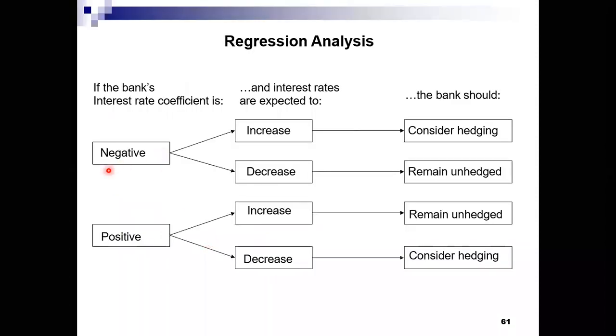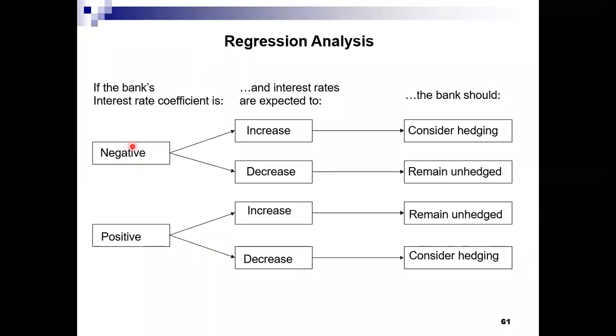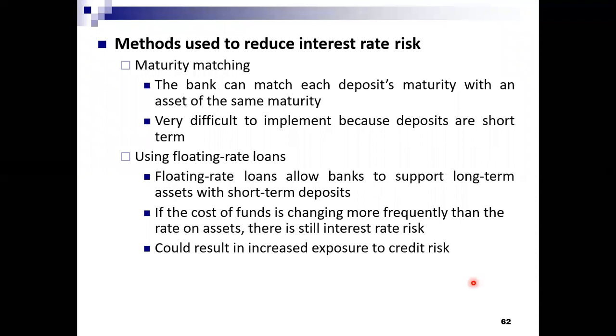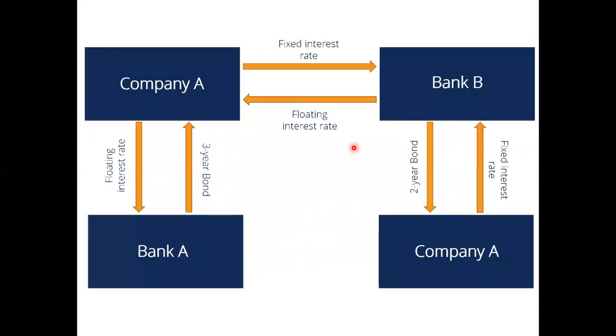So in the regression analysis, in case of negative coefficients, if the bank's interest rate coefficient beta 2 is negative, for an increase in interest rate, consider hedging, right? And for a decrease in the interest rate, remain unhedged. If the regression coefficient of interest rate is positive, then the increase in the interest rate will remain unhedged, but a decrease in interest rate will consider hedging. So these are methods used to reduce interest rate risk. Let's take a break, right?